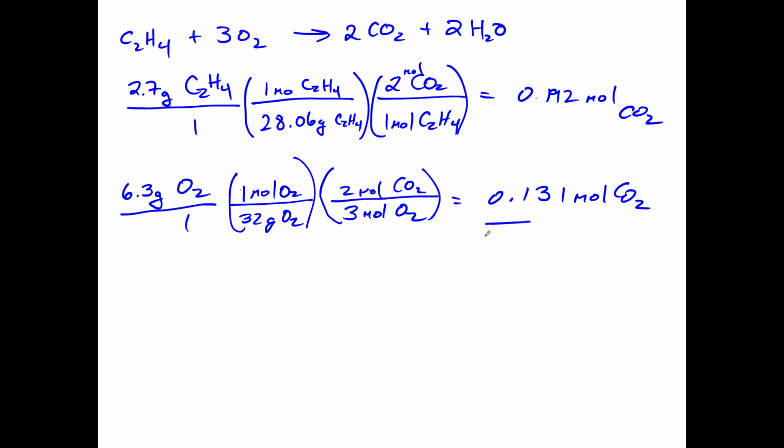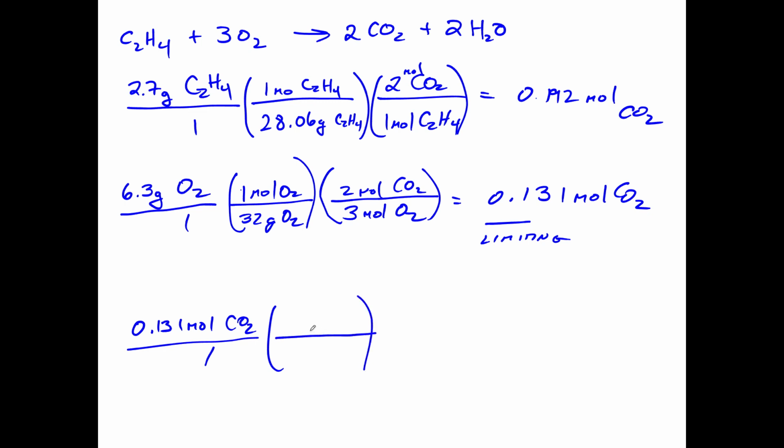So this guy here is limiting. Here's my limiting reagent. It makes less CO2, so to get the theoretical yield, 0.131 moles of CO2. Now, CO2 is going to be 32 plus 12, 44.01 grams of CO2 per mole, and you can check my math. And the amount that we're going to get is going to be 5.78 grams of CO2.